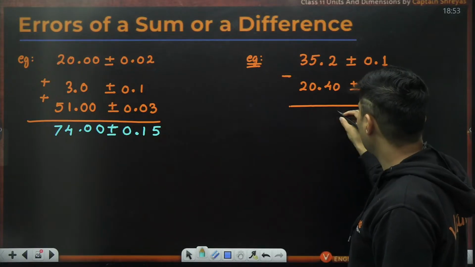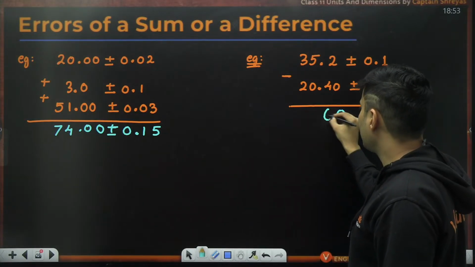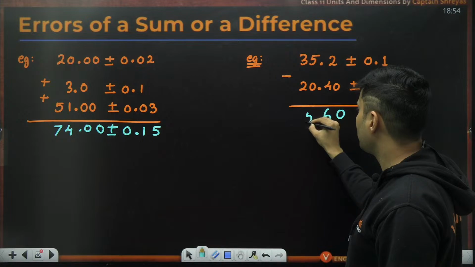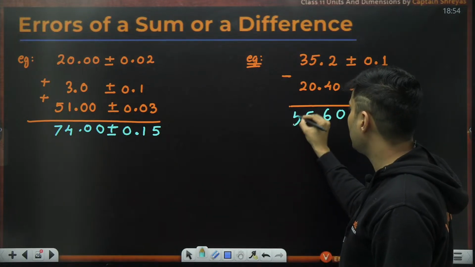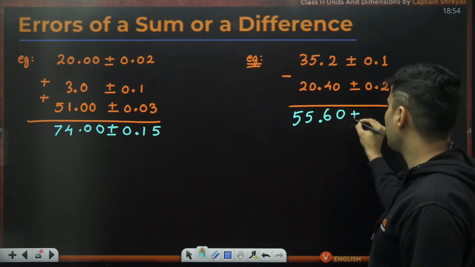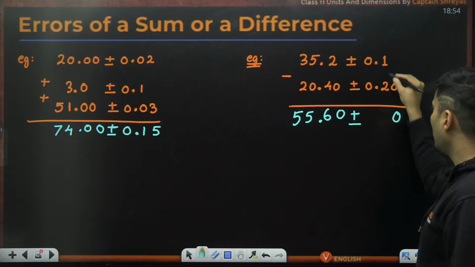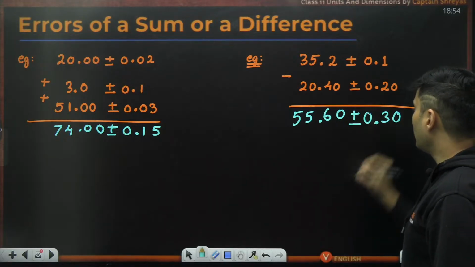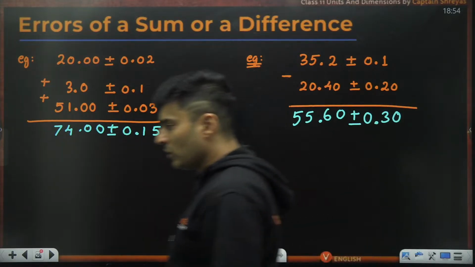0 plus 0 is 0. 2 plus 4 is 6. 5 plus 0 is 5. 3 plus 2 is basically 5. So 55.60, plus minus 0 is there. 1 plus 2 is 3. And there is 0.30. Now, a lot of you are going to say this.